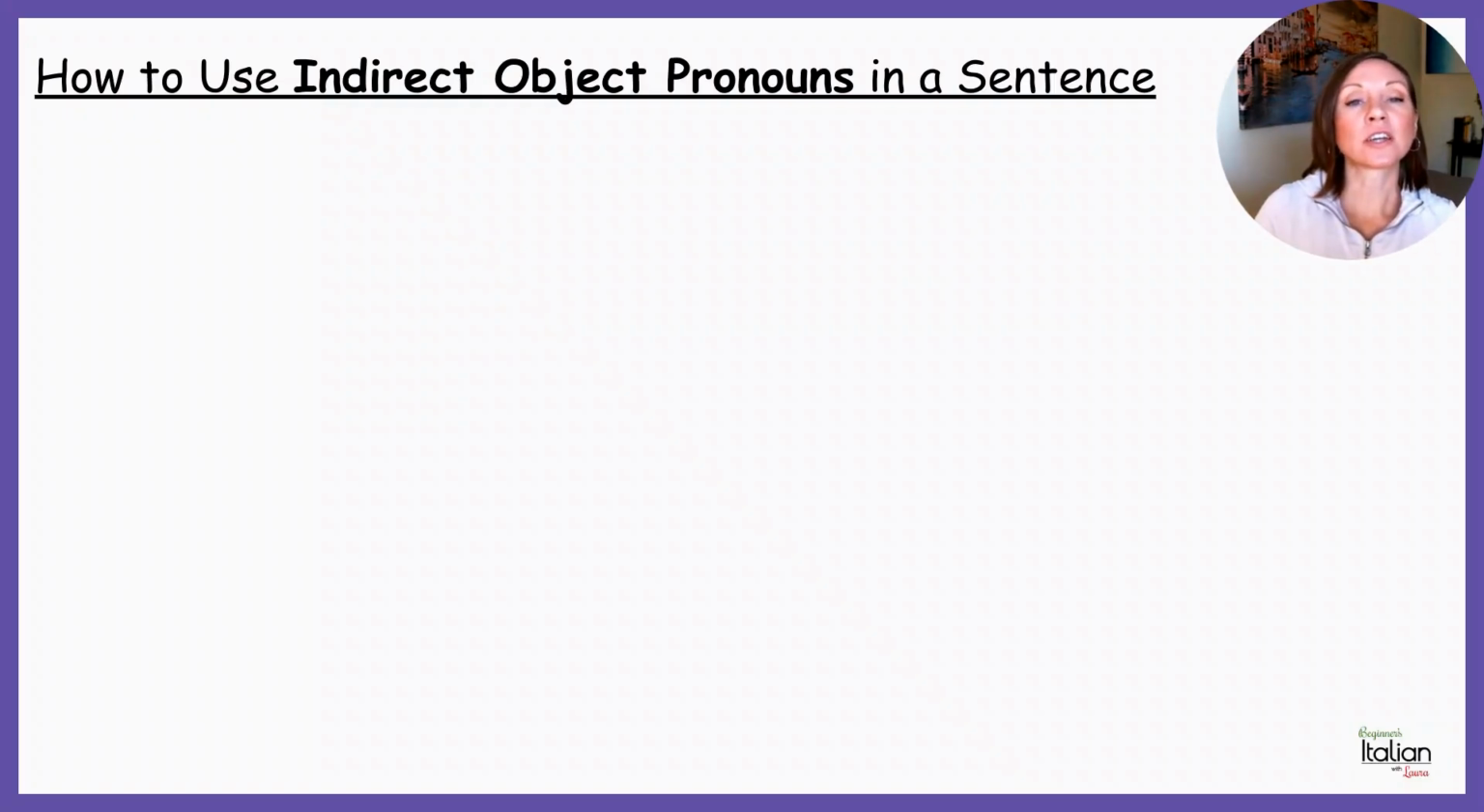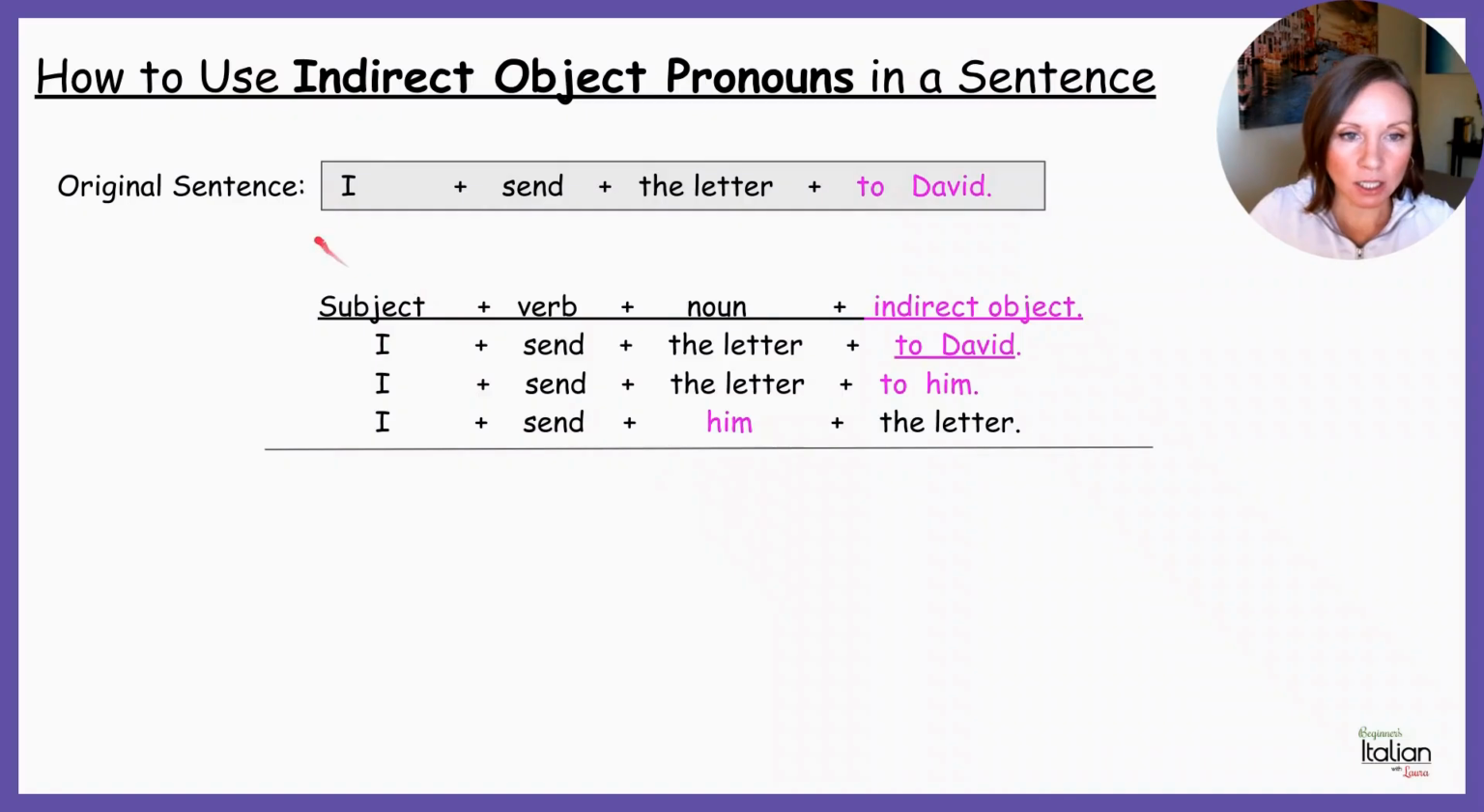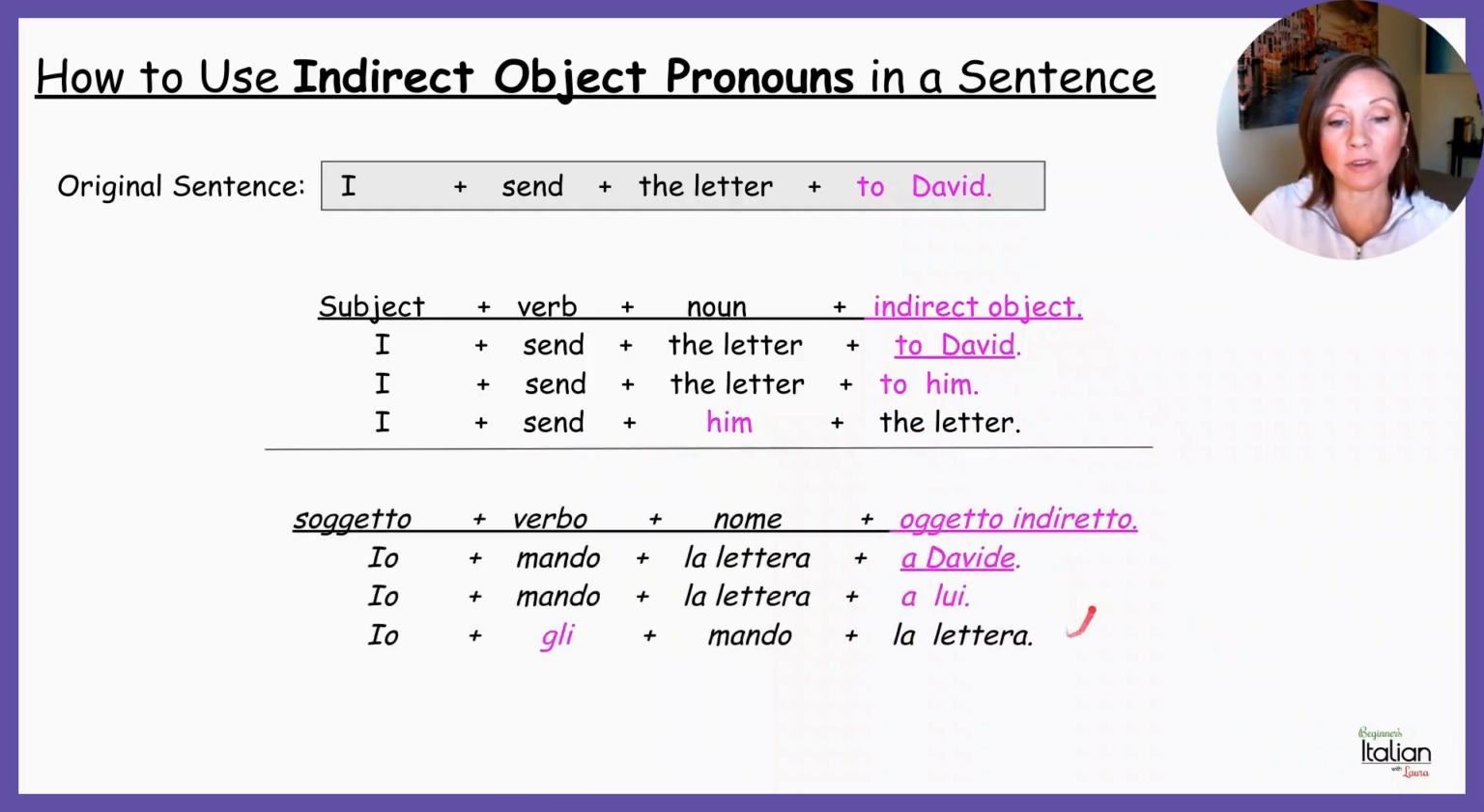How to use indirect object pronouns in a sentence. So let's see here. So in English, we would say, I send the letter to David. Okay, so I send the letter to David is replaced by I send the letter to him. Okay, so we can say to him, or you can say I send him the letter. Both are correct in English. Okay, I send the letter to him, I send him the letter. And in Italian, we have kind of the same thing.